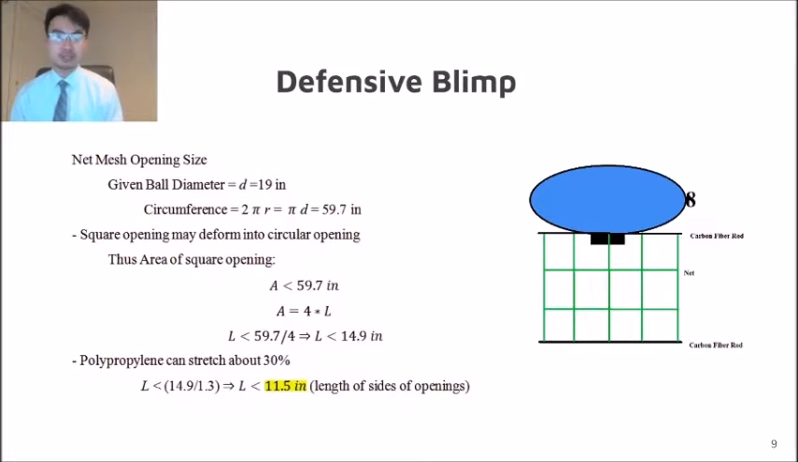The net only needs to have a downward depth of 18 inches to cover the 38-inch diameter goal, if we also consider the height of the blimp. We are also increasing the mesh opening size and therefore decreasing the material used. Accounting for the deformation of the net and stretch of the material, the largest openings we can have are 11.5 inches at the side. Our current net has an opening size of 4 inches, so this should decrease the weight by half if we don't count the carbon fiber rods.